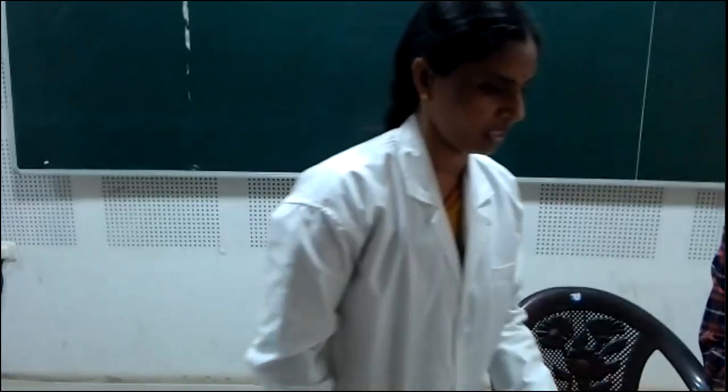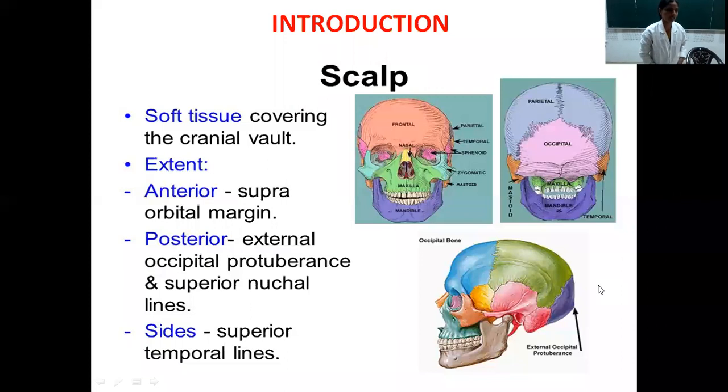So now what is this scalp? The scalp is a soft tissue. Now you see the soft tissue present over this skull cap. The skull cap is also known as calvaria. What is the extent of calvaria? In front, the supraorbital margin; behind, the external occipital protuberance and superior nuchal lines; and at the sides, the superior temporal line. Over this area we can see a soft tissue, and it is nothing but the scalp.